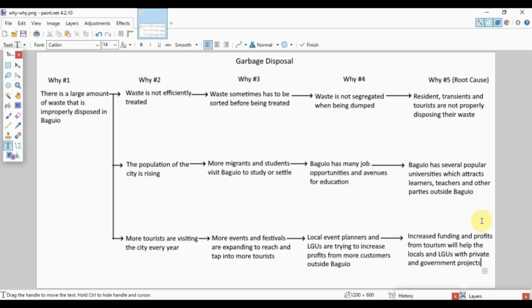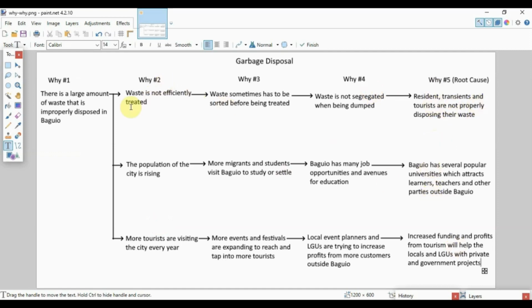So, obviously, as more and more money flows into Baguio, more and more locals will be able to set up their business, manage their business, expand. Many people here will be able to make a living. Those people who work in the tourism industry, for example, and related industries, and the LGUs can use some of the funding that they get in order to fund government projects, roads, healthcare, education, etc. So that is the idea here. So these are now our three main causes or root causes.